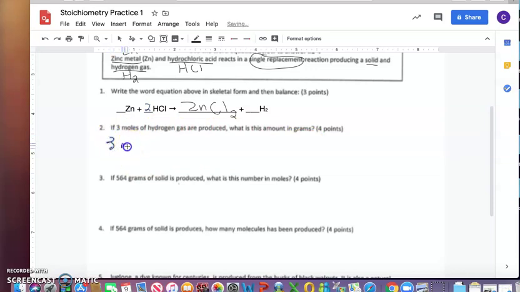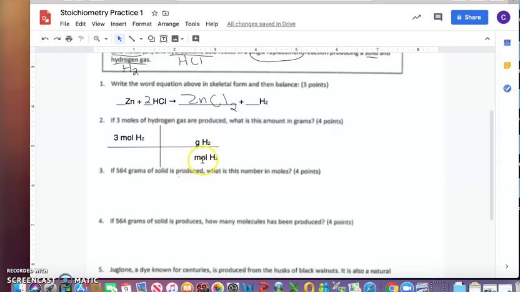We have 3 moles. Let me just pause. I'm going to pause my video and you can pause me too. You can write out what we have. 3 moles of hydrogen gas. We don't want moles, we want grams. So to get rid of moles, we're going to put moles on the bottom, and the unit we want is grams, so we'll put grams up top.